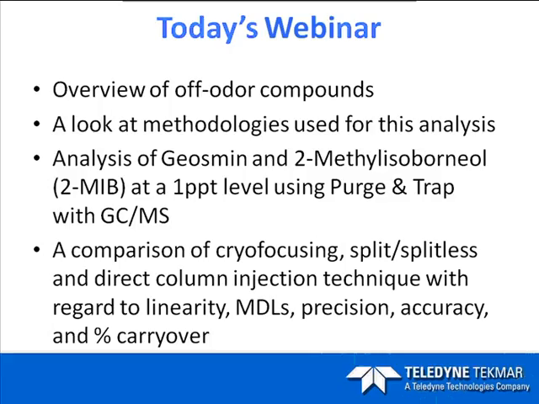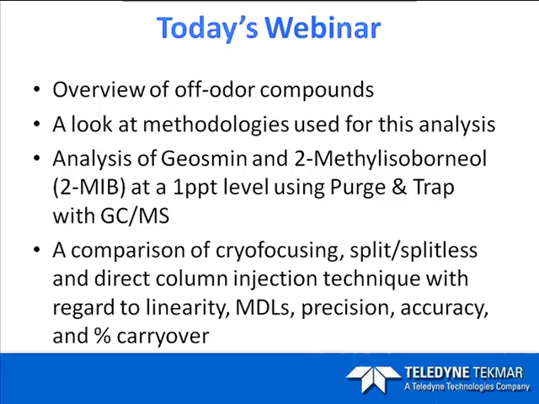Now, when we were doing this study, we decided to look at 3 different techniques of using Purge and Trap. And we looked at a comparison of cryofocusing, where we used liquid nitrogen at -100 degrees Celsius temperatures to concentrate the band of analytes at the injection port. We also looked at a splitless injection technique, and we also looked at direct column injection, where we took the transfer line from the Purge and Trap concentrator and connected it directly to the column, so that you get essentially all transfer of analytes directly onto that column.